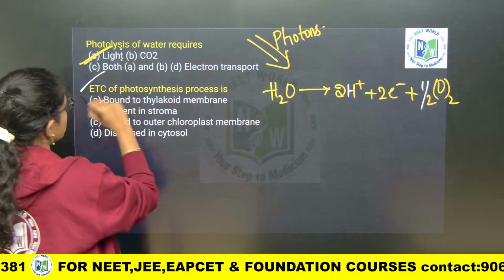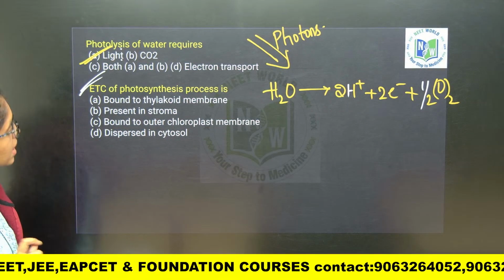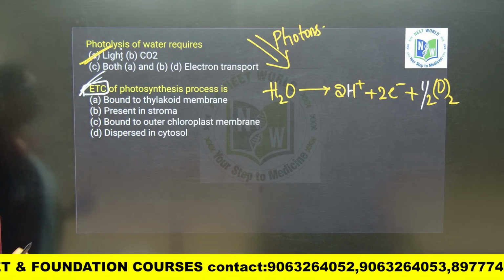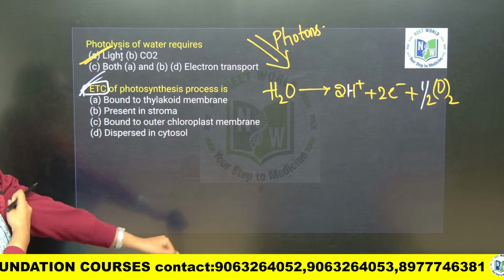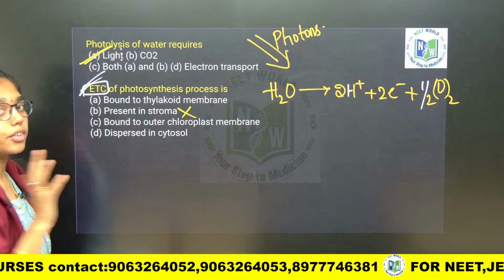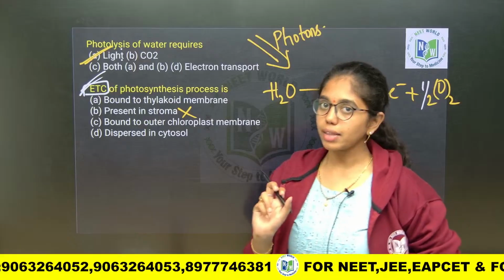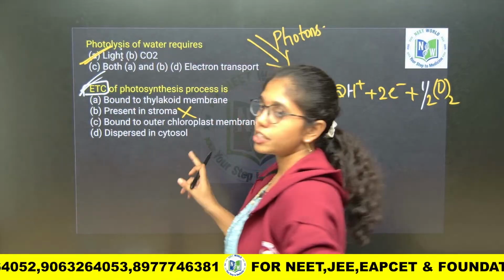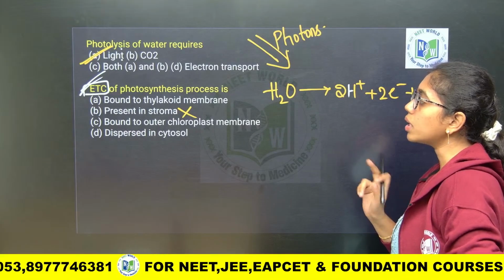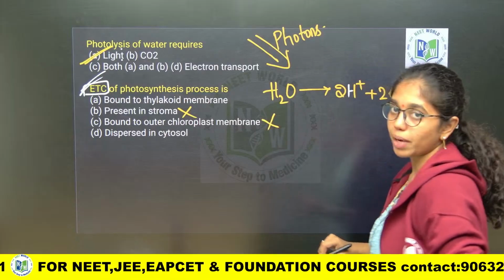Fine. Next, the ETC, electron transport chain of the photosynthesis process. ETC of photosynthesis is what? This is bound to the thylakoid membrane, that is correct. It is present in stroma, wrong, because the electron transport chain operates inside the thylakoid membrane or thylakoid lamellae. This is bound to the outer chloroplast membrane, wrong.